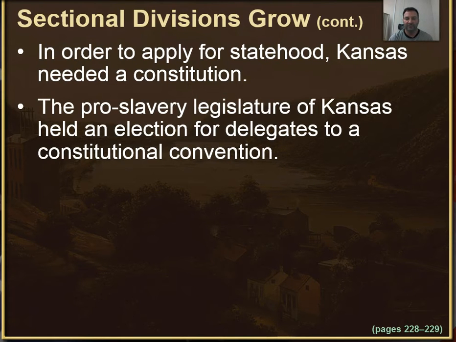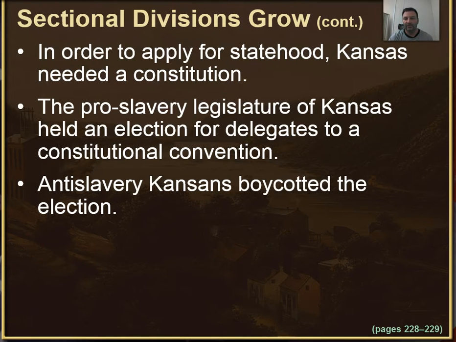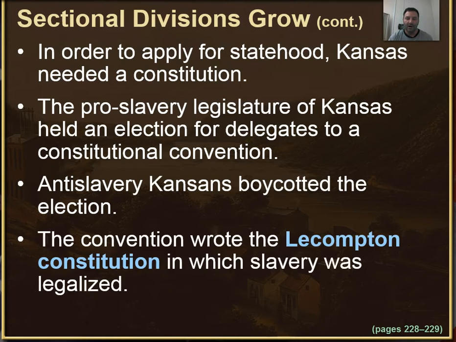So in order to apply for statehood, Kansas needed a constitution. The pro-slavery legislature of Kansas held an election for delegates to a constitutional convention. Anti-slavery Kansans boycotted the election. The convention wrote the Lecompton Constitution, in which slavery was legalized.